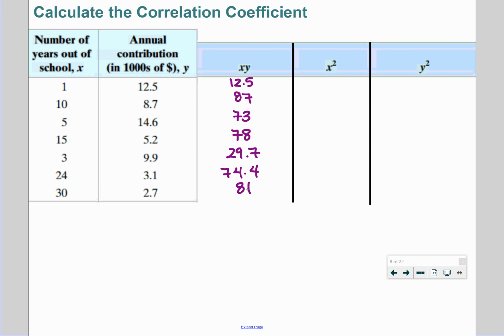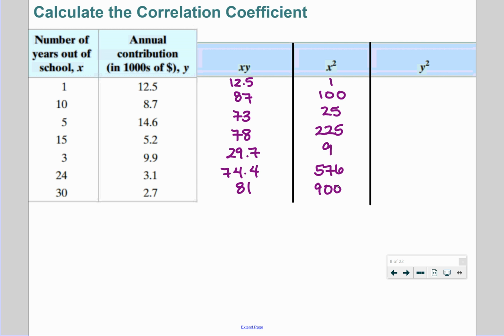Okay. Then I need to do all of my x's squared and all of my y's squared. Squaring my x's should be fast. 1, 100, 25, 225, 9, 576, and 900 are all of my x's squared.